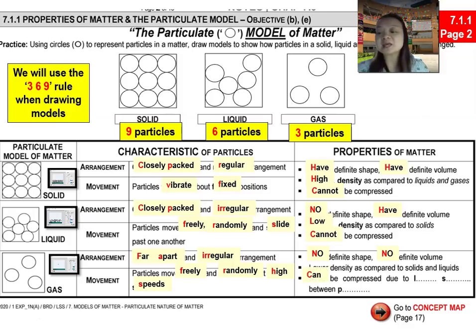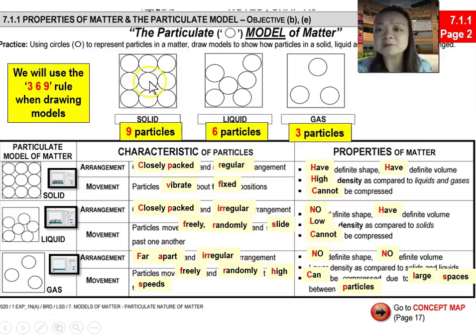Now, gases can be compressed. Now, in order for something to be compressed, there must be large spaces between the particles. So if you look very carefully at your solid particles here, there's not a lot of space in between your solid particles. So you cannot push the solid particles close together anymore because they are very close together. They are already next to each other. No way for you to push them anymore. For liquid particles, the particles are also still touching each other and they are still quite close.